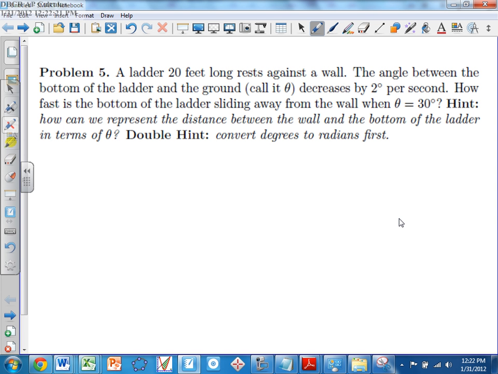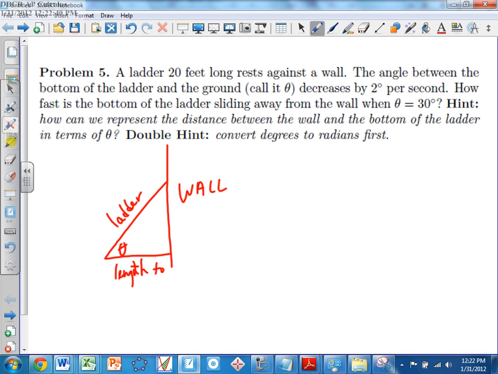Yeah. All right, so let's take a look. We got a ladder. Here's our diagram. Here's a wall. Length to ladder, or just like ground length, from wall. Also known as ground length.